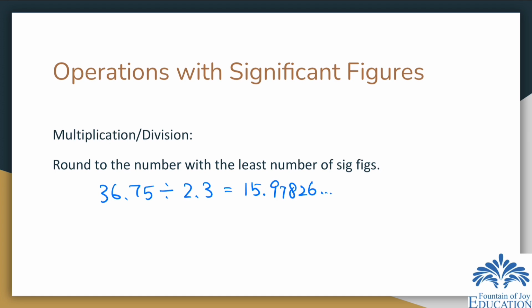Let's also look at the number of sig figs that we have. 36.75 has 4 sig figs, and 2.3 only has 2 sig figs. Therefore, our final answer needs to have 2 sig figs. And to round the final answer to 2 sig figs, this will give us 16.